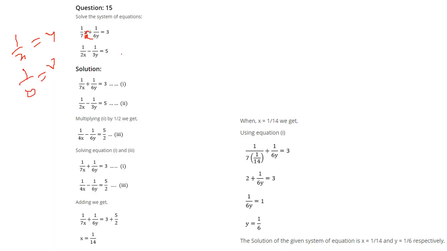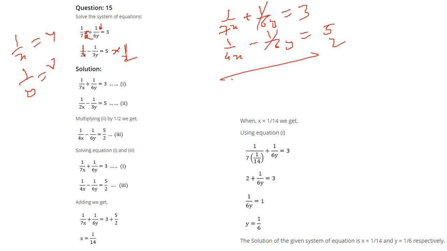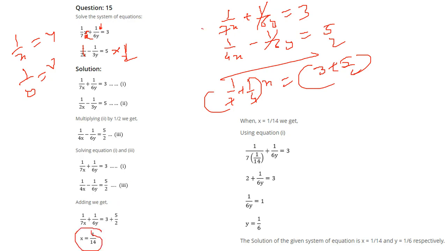Why? Because if you multiply this equation by 1 by 2, you will get 1 by 4x minus 1 by 6y. Here you have already 1 by 6y, that is 1 by 7x plus 1 by 6y equal to 3. You multiply it by half. So 1 by 2x into 1 by 2 is 1 by 4x, minus 1 by 3y into 1 by 2 is 1 by 6y, equal to 5 by 2. Now you can just add these two. This gets cancelled. 1 by 7x plus 1 by 4x will be equal to 3 plus 5 by 2. And when you solve it, x will be equal to 1 by 40. Put x in any of these equations, you get y equal to 1 by 6.